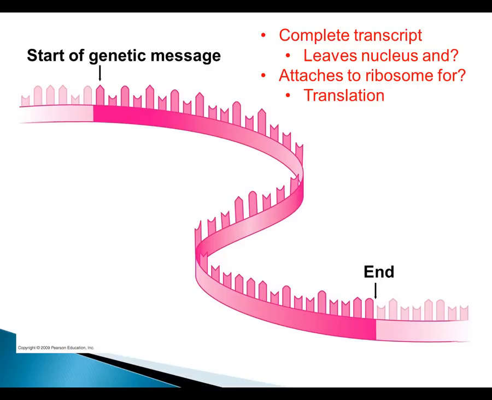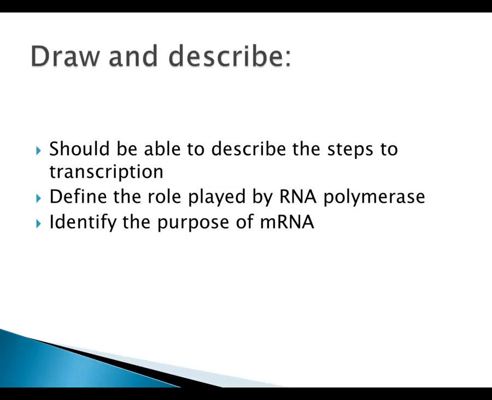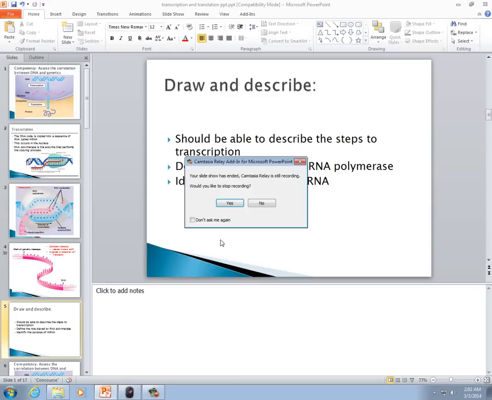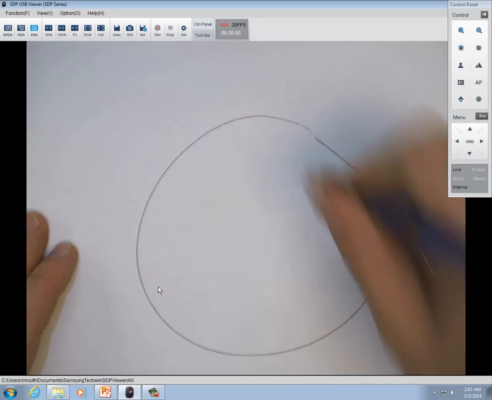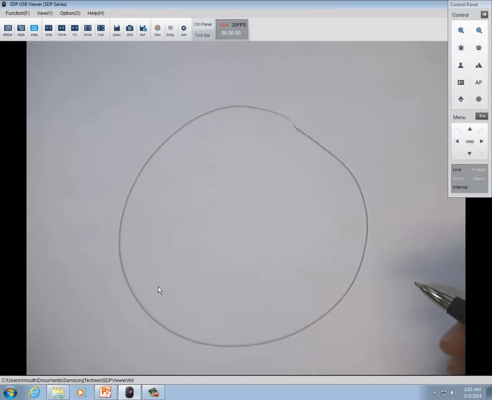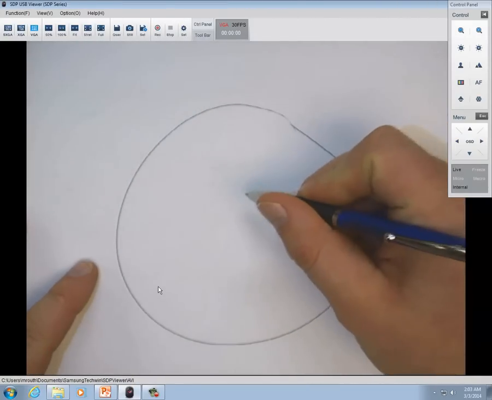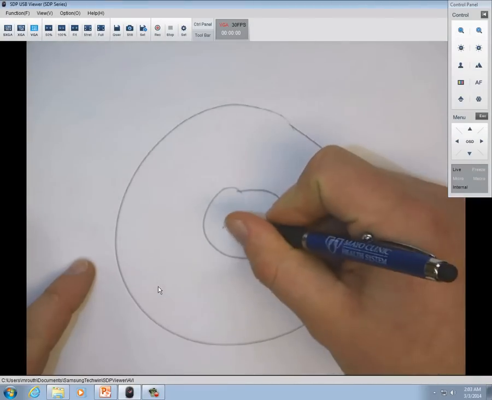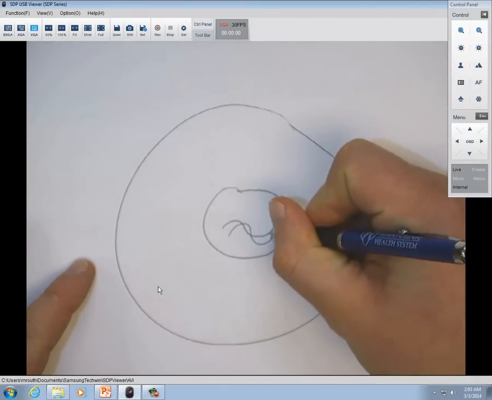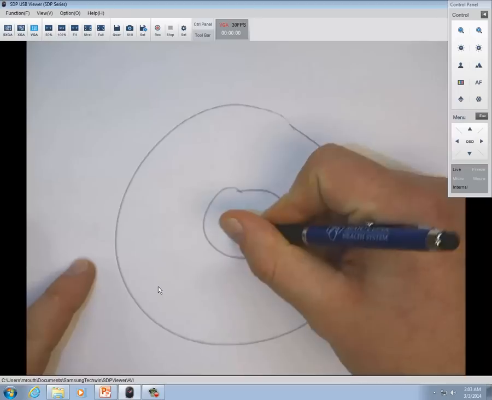So we should start to have this understanding of the steps that are occurring in transcription. So we're going to look at drawing it to help understand what's going on. As we look inside of a cell, so this is a cell, could be your cell, my cell. We look inside and we see a nucleus. Within that nucleus, you're going to have a strand of DNA.